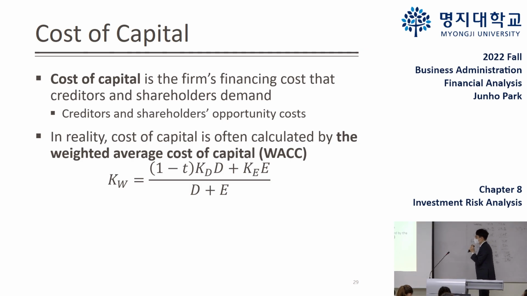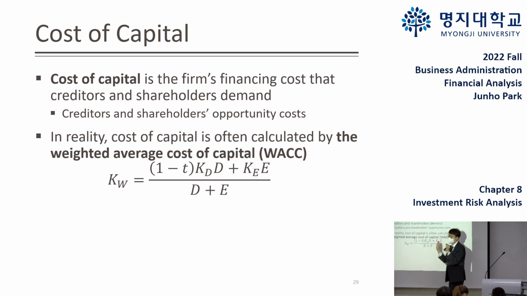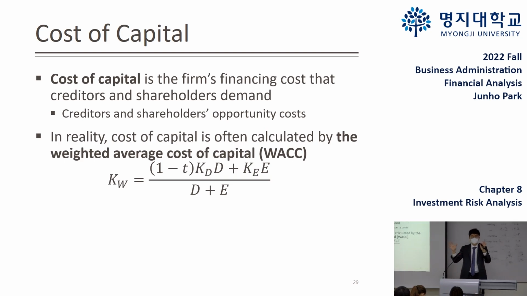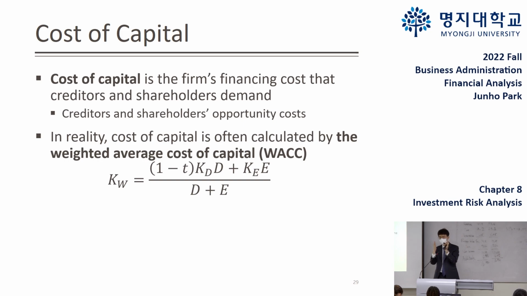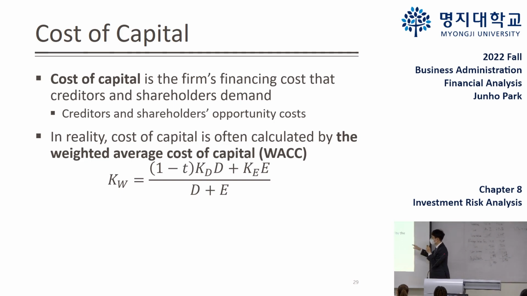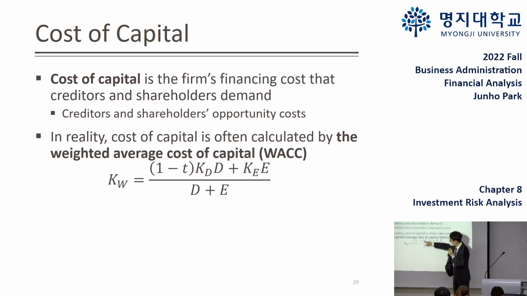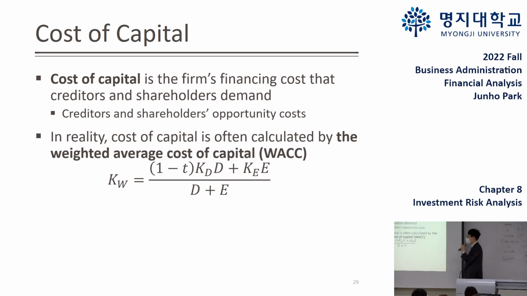And in reality, because we have cost of capital for the creditors and cost of capital for the shareholders, we have to find a way to combine those two groups of people into one, and that is known as the weighted average cost of capital. So here, the basic idea is that we are going to make an average between creditors' cost of capital and the shareholders' cost of capital. Here, KD is the creditors' cost of capital, and KE is the shareholders' cost of capital.